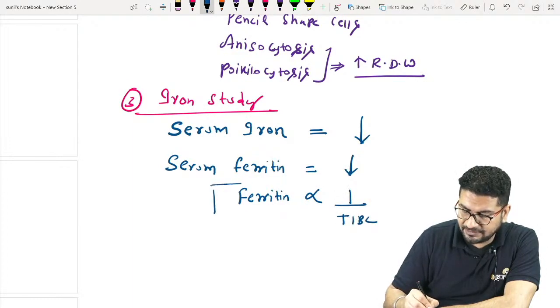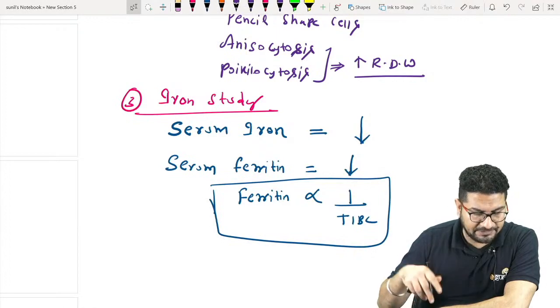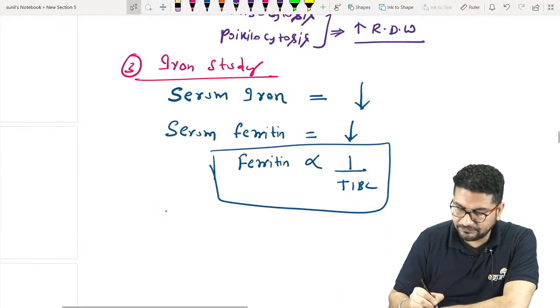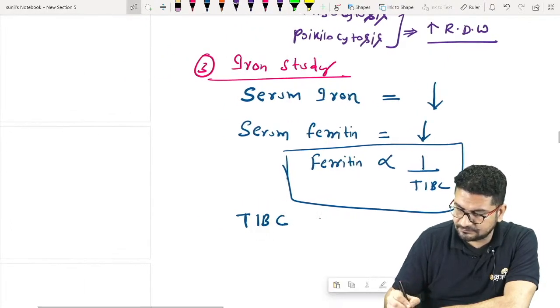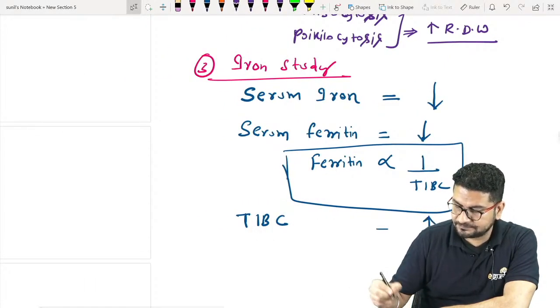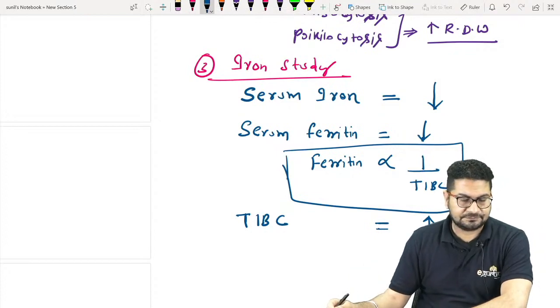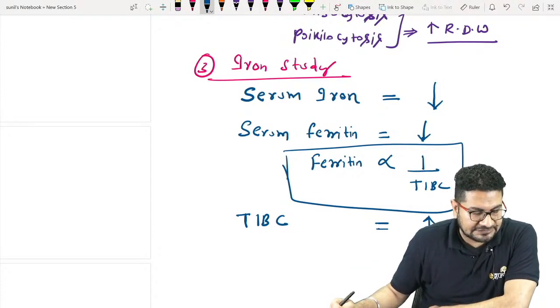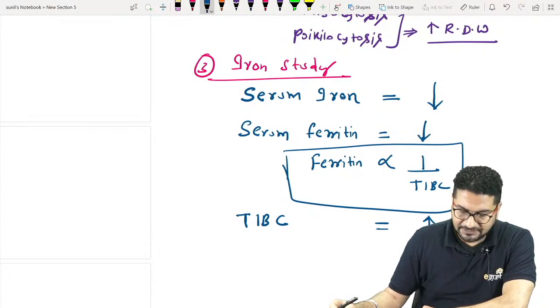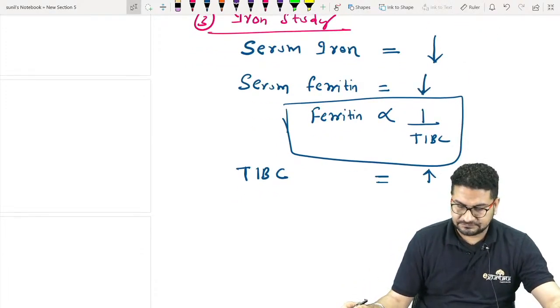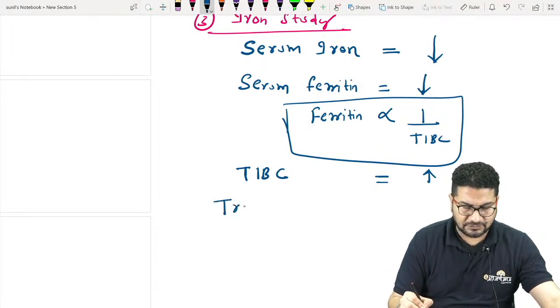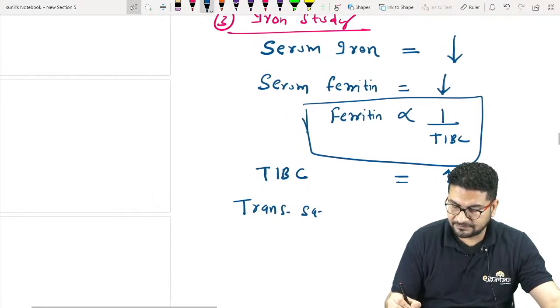If ferritin increases, TIBC will decrease; if ferritin decreases, TIBC will increase. So TIBC will increase. Clear? Sometimes they will also ask you transferrin saturation or percent saturation. Remember, this will also decrease.